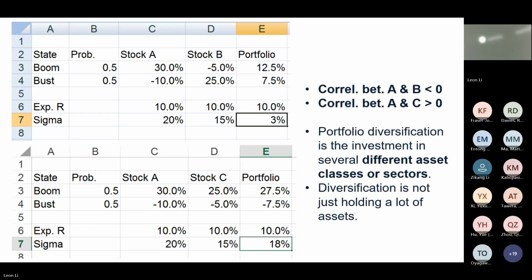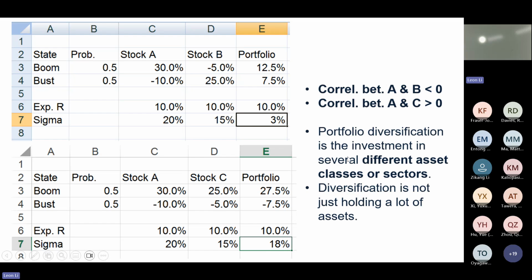On the next slide, we also show you this example from the class. We have two portfolios. Portfolio 1, stock A and B. Portfolio 2, stock A and C. We do the same calculation, and you can find their diversification effect. A and B, their correlation is negative, so you can see the portfolio standard deviation goes down to 3%. But A and C, their correlation is positive. The risk reduction effect is not significant.